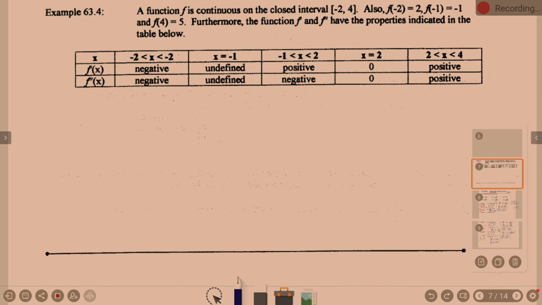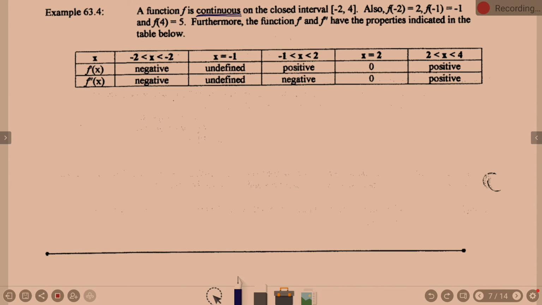The whole idea of maximum and minimums, thinking about critical points: they can be when the derivative equals 0. They can also be endpoints. They can also be when the derivative does not exist. Notice it states a function f is continuous. We can't talk about this if it's not continuous, on the closed interval -2 to 4. Also, f of -2 equals 2, f of -1 is -1, and f of 4 is 5. Furthermore, the functions f prime and f double prime have the properties indicated in the table below. Okay. Information galore.